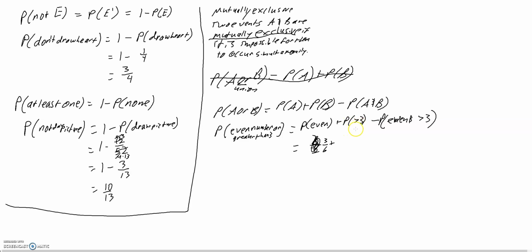So the probability that it is greater than 3, well, 4, 5, and 6, that seems like it's 3 out of 6, minus how many numbers on a 6-sided die are even and greater than 3? Well, there's 4 and 6, so that's 2 out of 6. Okay. So to find my probability, I'll just add these up. So 3 out of 6 plus 3 out of 6 is 6 out of 6, minus 2 over 6 is 4 over 6, which simplifies to 2/3. Okay.